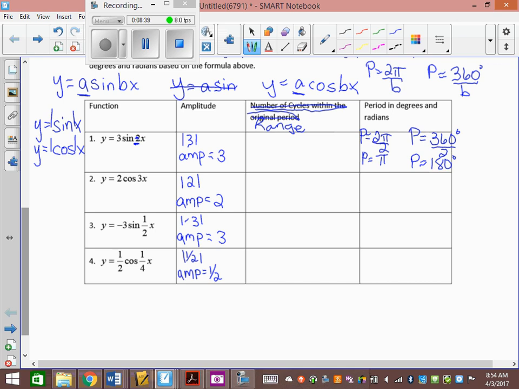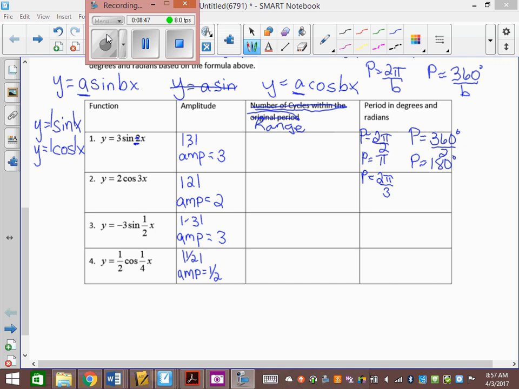You guys give me the period for 2, 3, and 4. So the period of this graph is 2 pi divided by 3. You don't have to reduce it anymore. So it went from a graph of 2 pi to 2 pi over 3, and 2 pi over 3 is 120 degrees. So the graph's normally 360, right? And it's going to repeat itself every 120. So it repeats itself 3 times where it normally would repeat itself once.